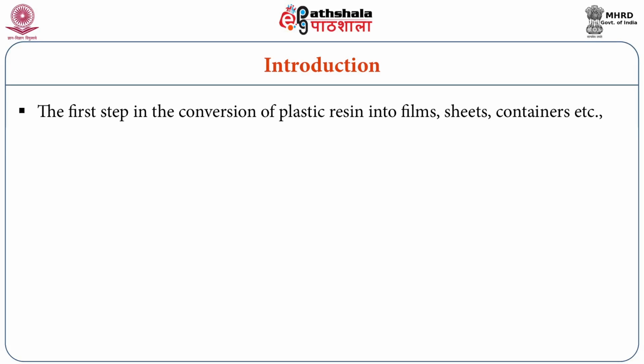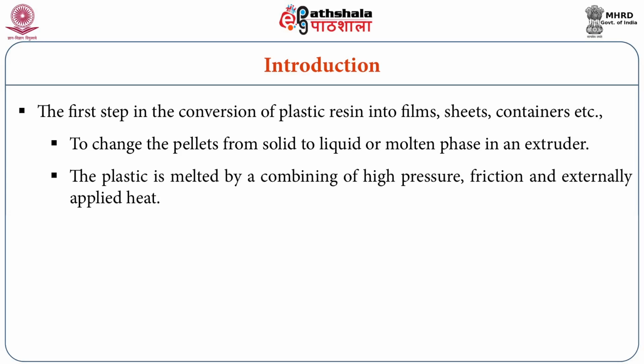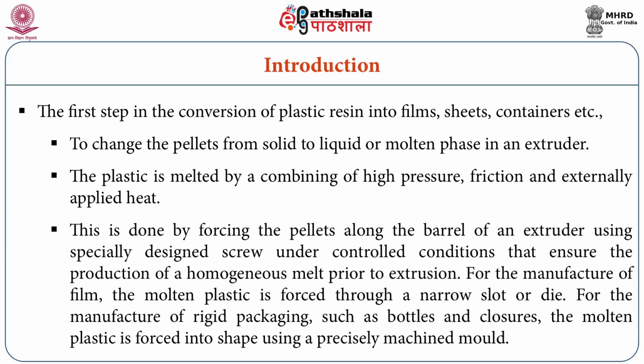The first step in the conversion of plastic resin into film, sheets, containers, etc. is to change the pellets from solids to liquid or molten phase in an extruder. The plastic is melted by a combination of high pressure, friction and externally applied heat. This is done by forcing the pellets along the barrel of an extruder using a specially designed screw under controlled conditions that ensure production of a homogeneous melt prior to extrusion.